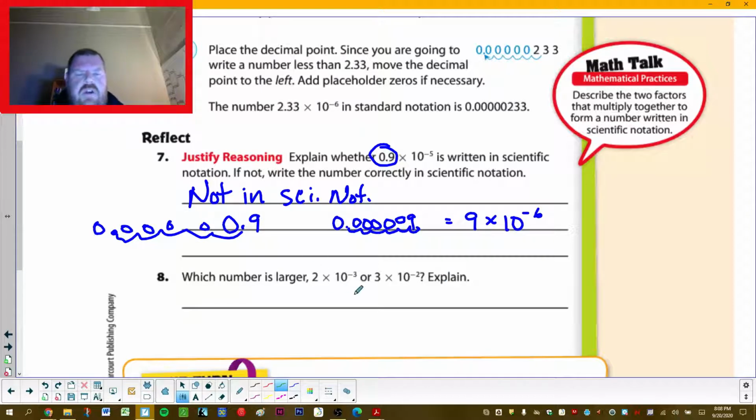All right, which number is larger? Probably the easiest way to do that is write them both in standard notation. Then we ought to be able to tell. So this one's 2 times 10 to the negative 3. Since it's 10 to the negative 3, I know there's going to be 2 zeros in front of the 2. 0.002. And this one is 3 times 10 to the negative 2. So I'm only moving this 2 times. So there's 1 zero in front of the 3. And there we go.